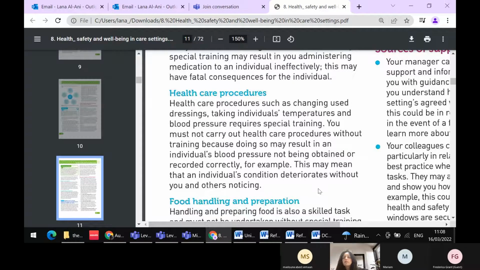And taking the temperature of the people and the blood pressure requires special training. All this needs to be learned beforehand. Also, if you do the blood pressure, you need to record it correctly. You need to know how to record it, when to record it, how to deal with it. If it is really high, who to report it to. So all this needs training.